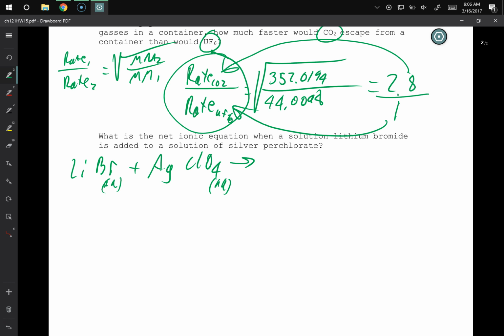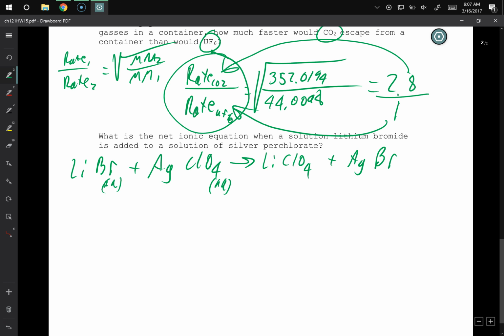What type of chemical reaction would you say this is? This is a double replacement, so I'm just swapping partners. Which do I swap? The lithium and the silver is what you swap. I cannot attach the lithium to the silver. Why? They're both positively charged. So when I swap these guys out, I'm going to have a lithium that could make a combination with the perchlorate, and I've got a silver that could now make a combination with the bromide.